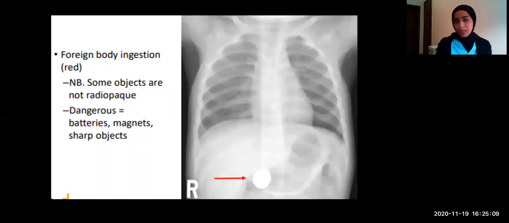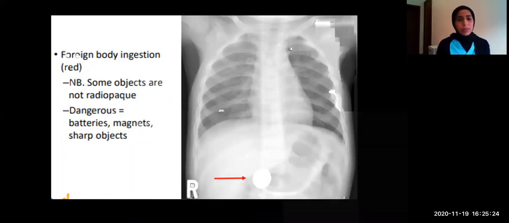Just to highlight again, because ingestion of foreign bodies is very critical and very crucial in the pediatric age group. Identify any abnormal objects whenever you are exposing the abdomen, chest or neck spaces. Identify the number of radiopaque foreign bodies, and pay attention to the dangerous types of foreign bodies, including batteries, magnets, and sharp objects, which need urgent intervention.